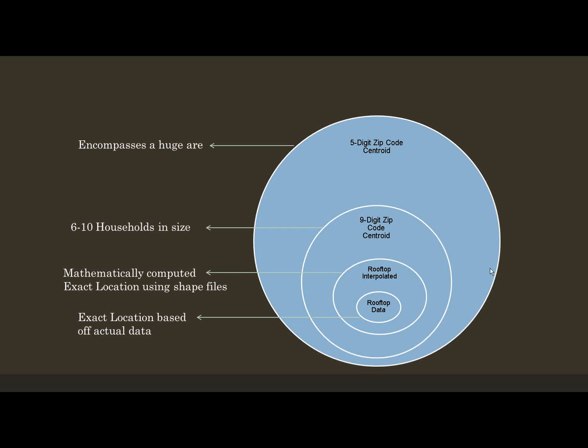And then we have probably the two best types of geocoding information or geocoordinates that you can get: the rooftop and the interpolated data, which is based off of what we call shape files. So these are definitions of shapes in a map. They don't actually give you actual lat and long coordinates. These are mathematically computed geocoordinates based off of shape files.